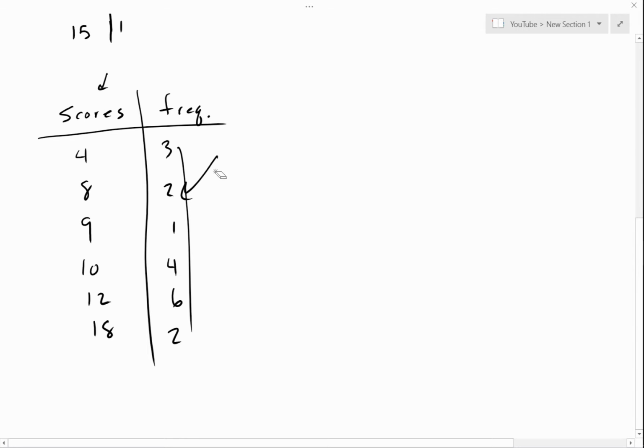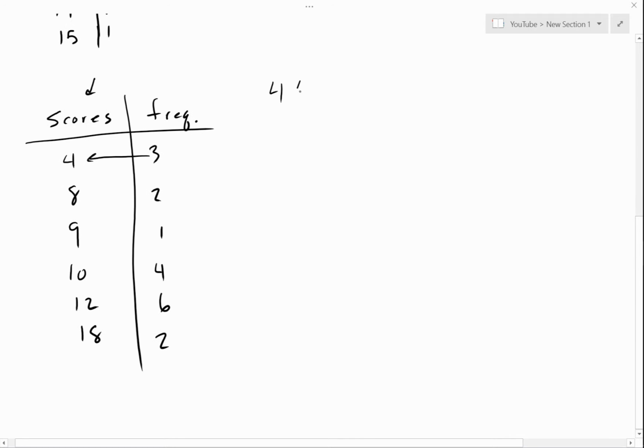Okay. So, scores. How many 4s do I have? I have 3 of them. So 1, 2, 3. So I put 3 4s. How many 8s do I have? 2 of them. Okay. And how many 9s do I have? 1 of them. And you don't have to write the arrow. Okay.